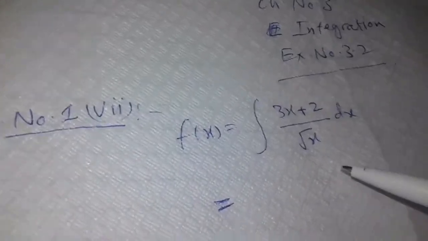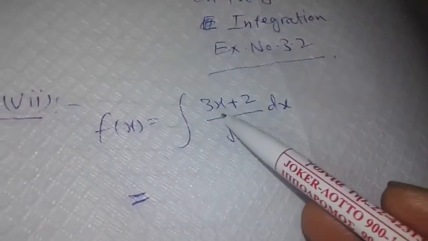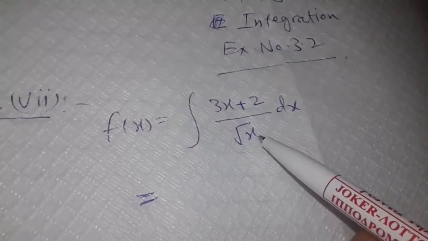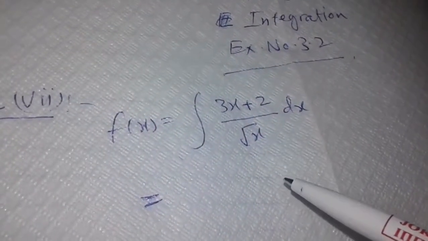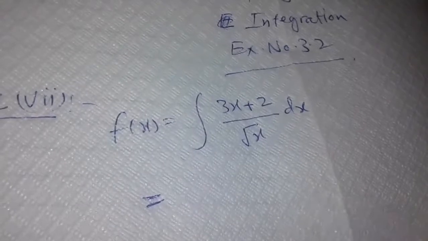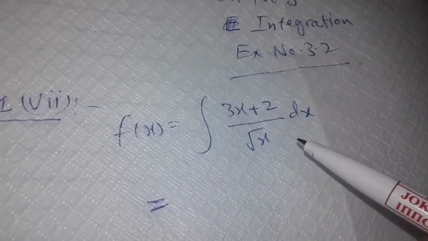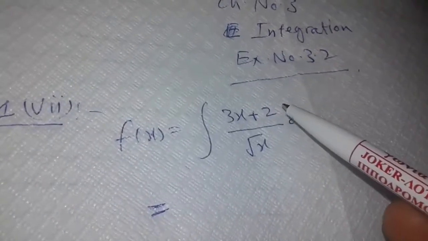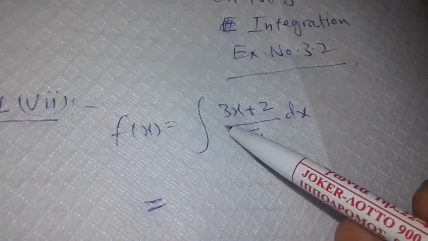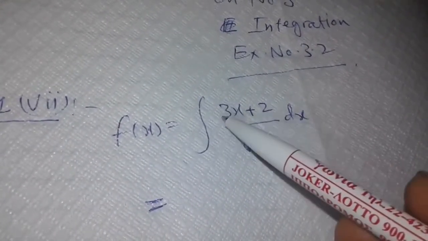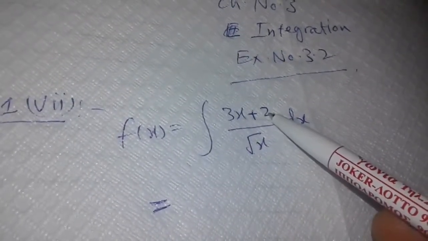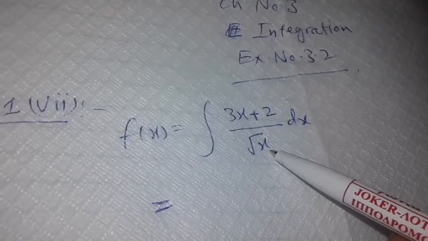Exercise 3.2, question number 1, seventh part. The function for the integration is (3x + 2) divided by the square root of x. This is a simple algebraic function, but it is different from the previous questions. Here we have only one term, but this one term is a quotient with two terms in the numerator and one term in the denominator.